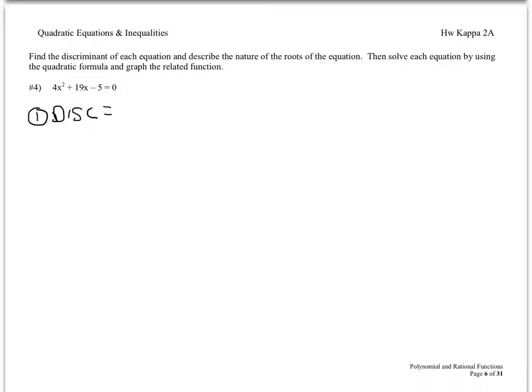The discriminant is b squared minus 4ac. b in this case is 19. A in this case is 4, and C is negative 5. Put that whole thing in your calculator, which I'm permitting you to. You get the discriminant is 441, not 444. 441.